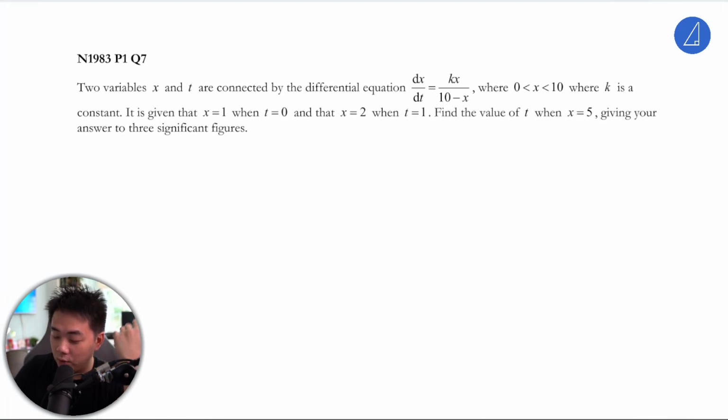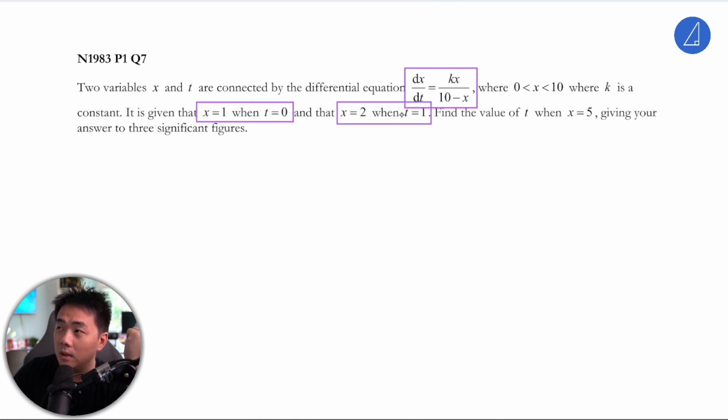We are given that two variables satisfy dx/dt equals kx over 10 minus x, where k is a constant. Take note that x is a positive value here, between 0 and 10. Given that x equals 1 when t is 0, and x equals 2 when t is 1, these two conditions will allow us to solve the two unknowns after we solve the equation. Then we are asked to find the value of t when x is 5.